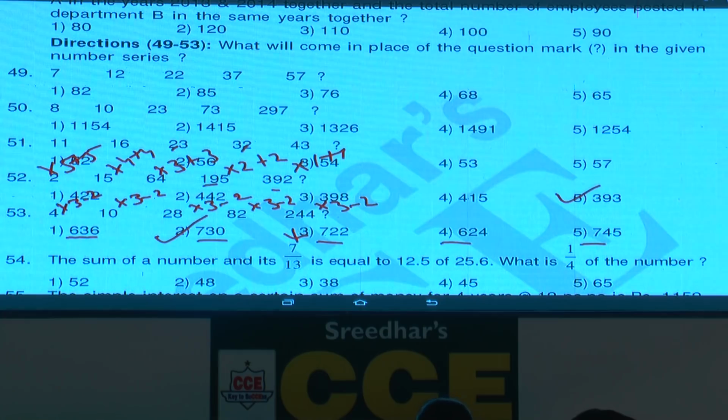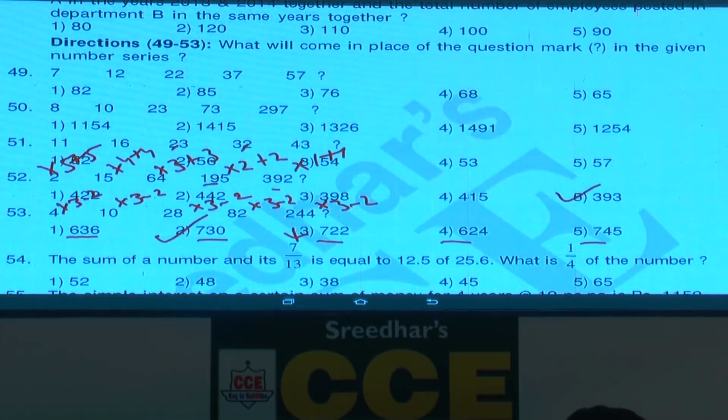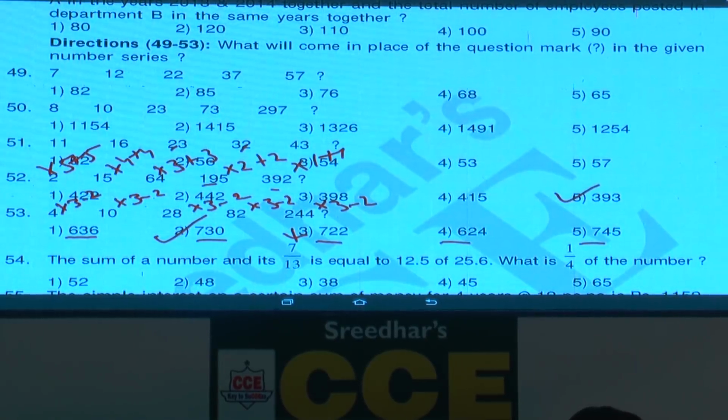Done with this? Now this is about paper number 20365, question numbers 1 to 40 and 49 to 53. Okay? And the next is quant.